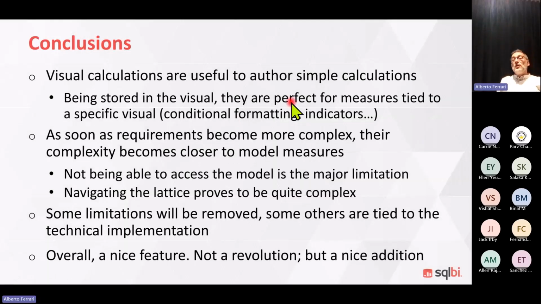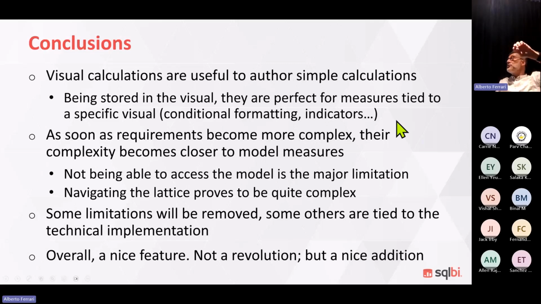So let's draw some conclusions about visual calcs. They are useful to author simple calculations. They are stored in the visual. They are perfect for measures that are tied to the specific visual. Right now, you cannot use them for conditional formatting, but you will be able to do that. You cannot use them to do some operations on the table, like changing the title, maybe stuff like that. They are probably going to go in that direction. So for a measure that is tied to a specific visual, they make sense. You have a formatting condition, you want to do something fancy, you can create a visual calc, it stays there, you don't pollute the model.